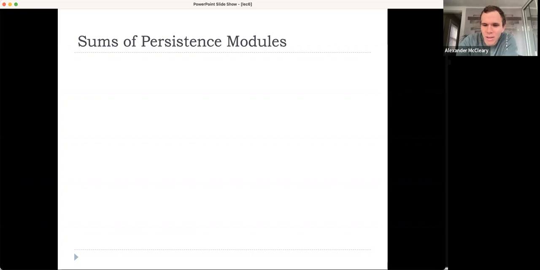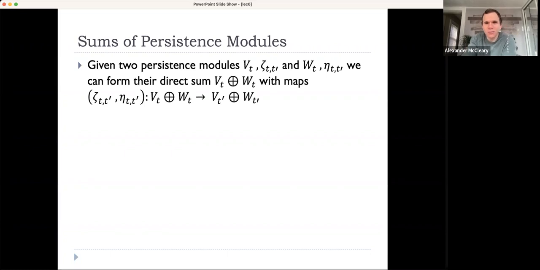Perhaps the simplest thing we can do is just add two vector spaces together, take their direct sum. And we can do the same with persistence modules. So if we have two persistence modules, VT and WT, we can take their direct sum, and we're just going to take the direct sum coordinate-wise. With VT, we have a vector space for each t in the reals, and same thing with WT. So we can just add those together coordinate-wise.